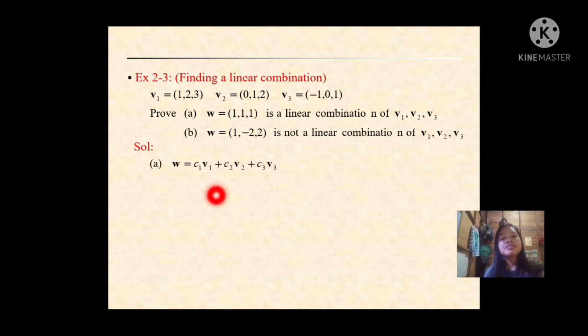For the solution, W equal to C sub 1 V sub 1 plus C sub 2 V sub 2 plus C sub 3 V sub 3. Why C sub 1? Because of this 1. And C sub 2 and V sub 2 is because, as we can see, the second number is number 2. And C sub 3 multiplied by V sub 3 is from this number.